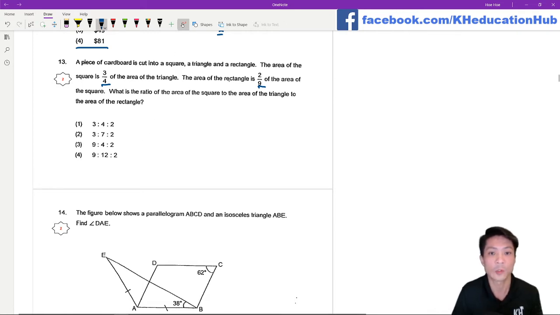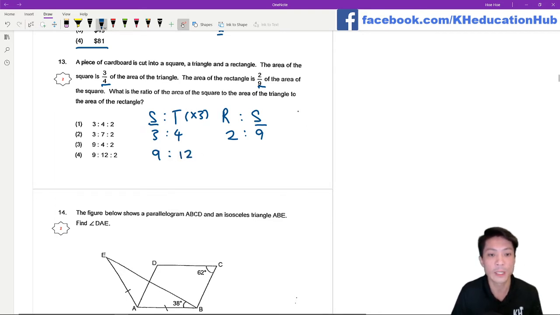A piece of cardboard is cut into a square. The area of the square is 3/4 the area of the triangle, which means that the ratio of square to triangle is basically 3:4. And over here it says that the area of rectangle to square is 2:9. We can see that there is a similar subject, which is the square, but the units are different. One is 3 units, one is 9 units. So we're going to make them the same. I'm going to multiply by 3 to these two ratios, which will change it into 9:12.